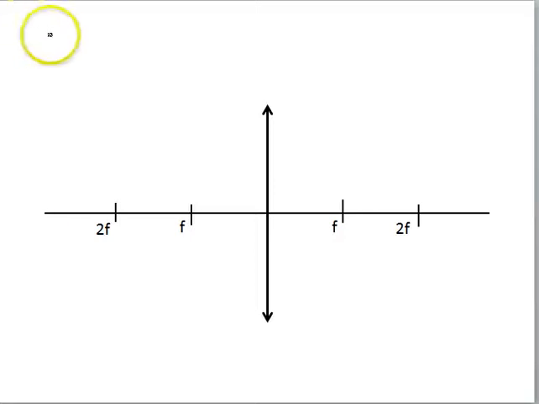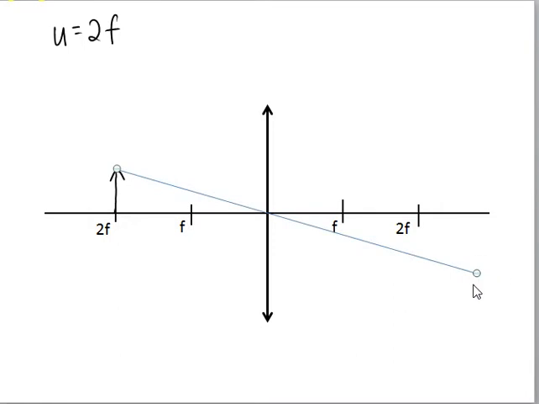Okay, now let's try to draw for u is equals to 2f. So we draw our object here. Okay, so remember the two principles that I taught you. The first light ray is from the tip of the object cutting through the center of the lens. Okay, this is your first light ray. So make sure after you draw it, make sure that you have your arrows.